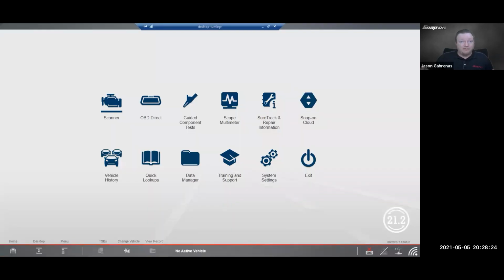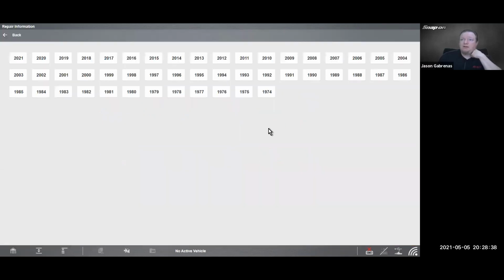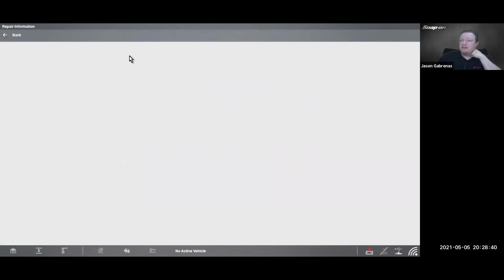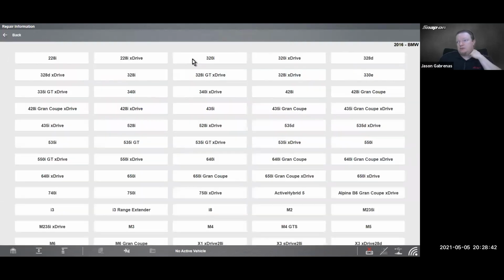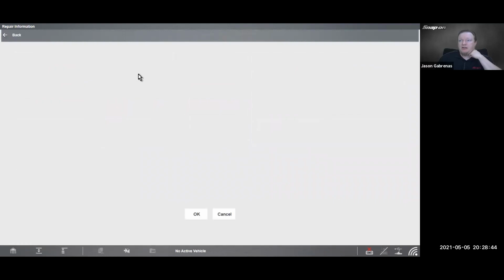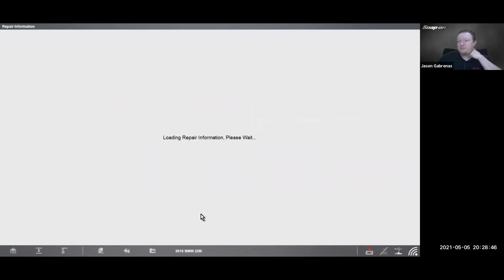All right, so we got the theory out of the way. Now let's look at a real life situation. All right, so let me pull up my tool here. So first off, let's talk about wiring diagrams. Let's go and look at a wiring diagram. So I'm going to go in here. Let's say a 16 BMW 328. And let's look at the networks.